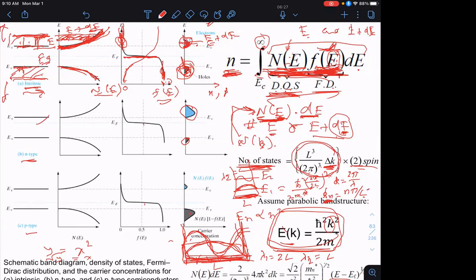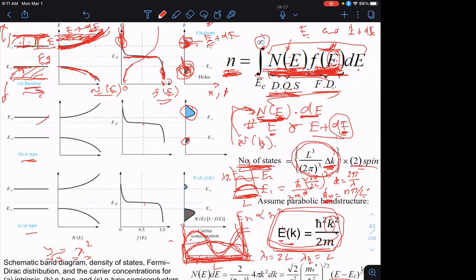Now, once you've counted allowed states as a function of k, you have to do a change of variables to energy. What allows you to do that change of variables from k to energy is this E-k relationship, which we determined in the previous lecture. And that, of course, is known as the band structure.